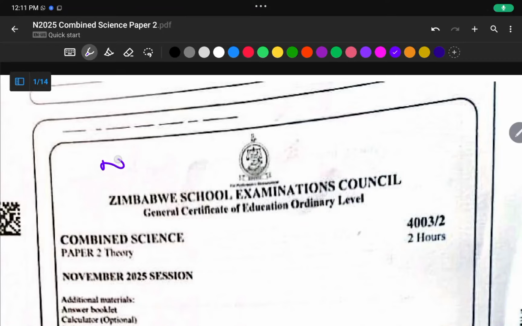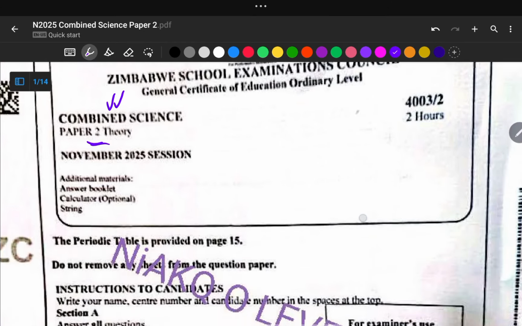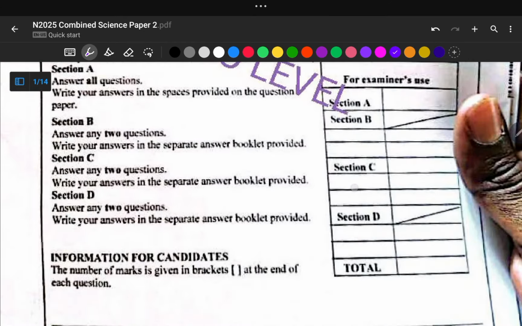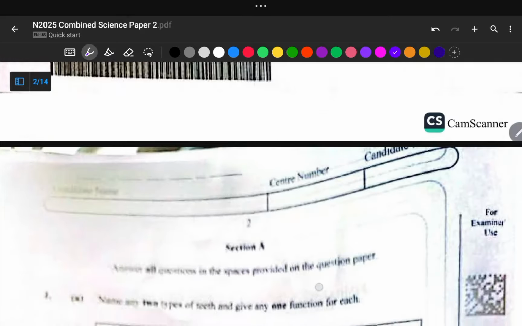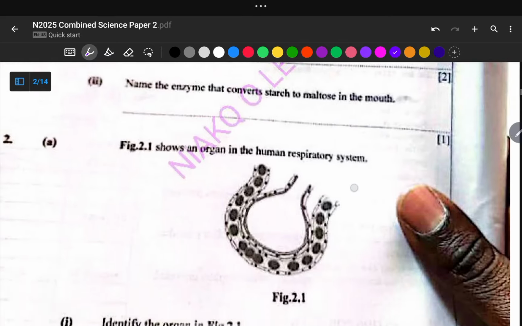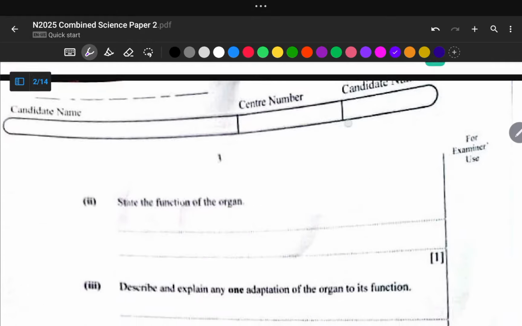Alright, on November 2025. So this is the Combined Science Paper 2, the theory paper which was written this year from the ZIMSEC exam board. So we're going to revise this paper from section B. The last session we did section A, so today we are going to focus on section B.